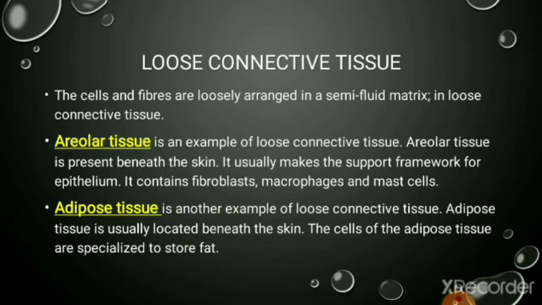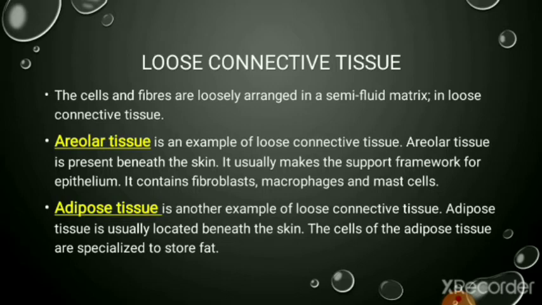What is areolar connective tissue? It is an example of loose connective tissue. It is present beneath the skin, below the skin. It usually makes the support framework for epithelium. So it provides support to the epithelial tissue of the skin. It contains fibroblasts, macrophages, and mast cells. These are the three characteristic types of cells present in the areolar connective tissue. Remember it: fibroblasts, macrophages, and mast cells.